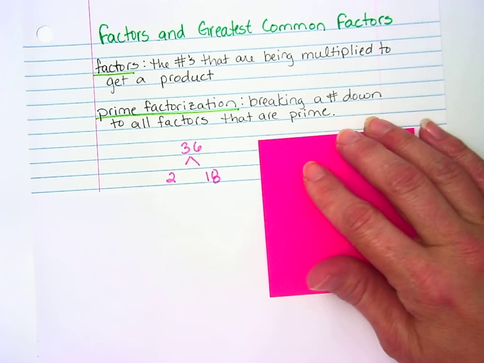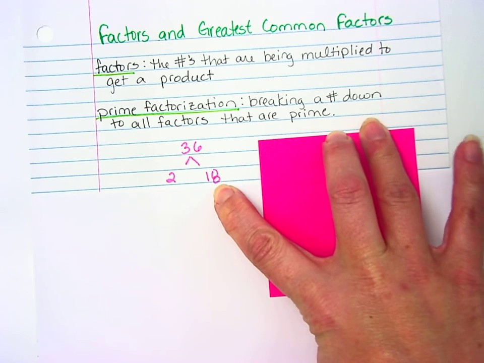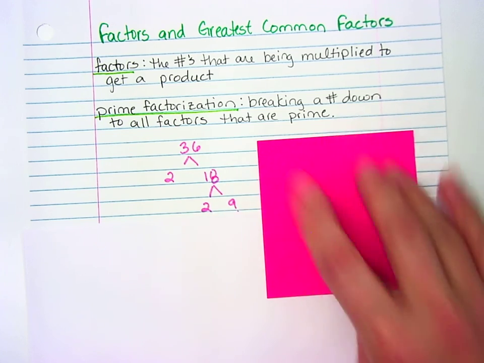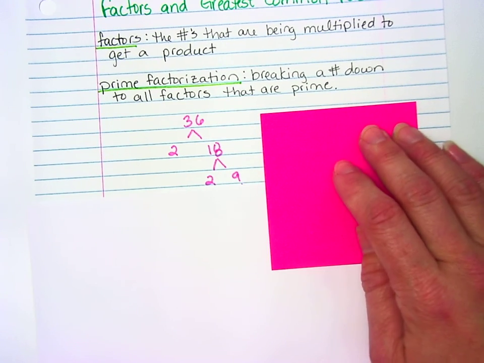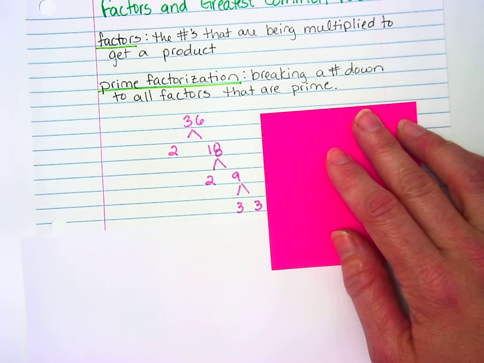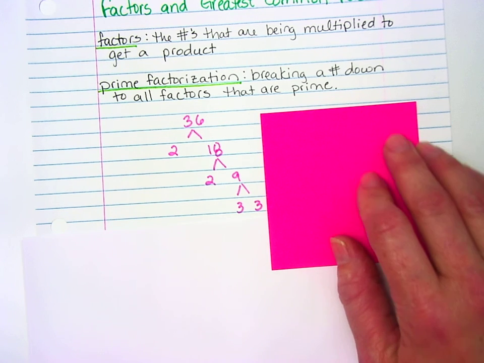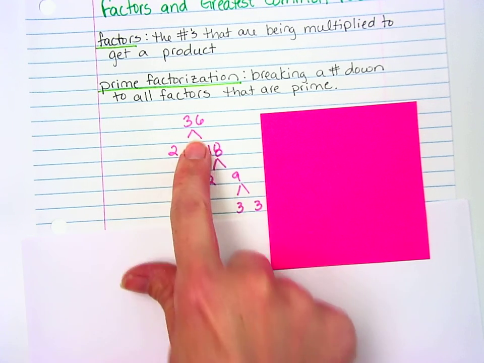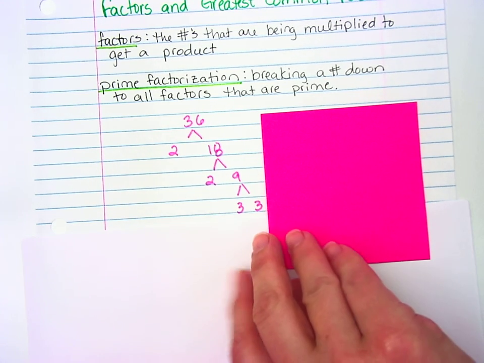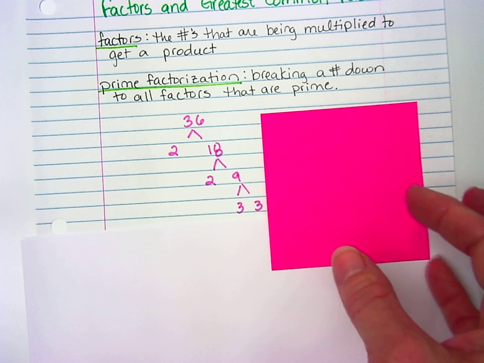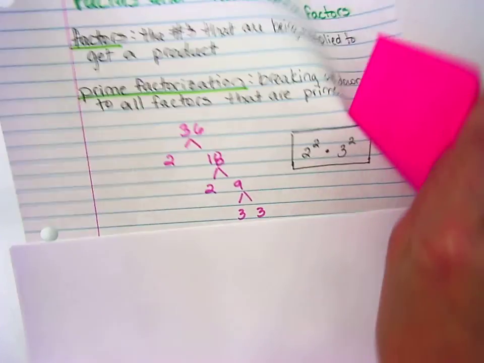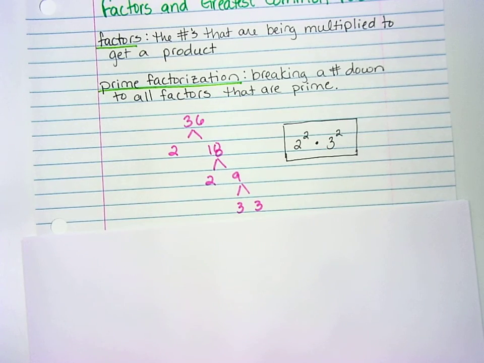So 2 is prime in this situation, so I'm going to branch off of 18. From there, I'm going to do 2 times 9. Once again, 2 is prime. So let me make another branch off of 9, and that would be 3 times 3, and I've gotten to where I have all prime numbers. So really, I can do 2 times 2 times 3 times 3, and I would get 36. Or if I simplify it, I'm going to use my exponents. I would have 2 squared times 3 squared. And that would be called the prime factorization of 36.